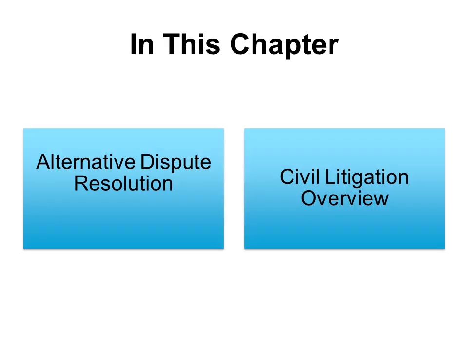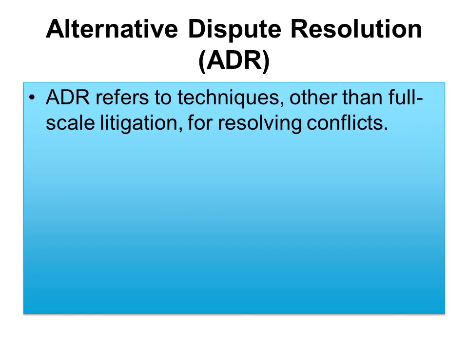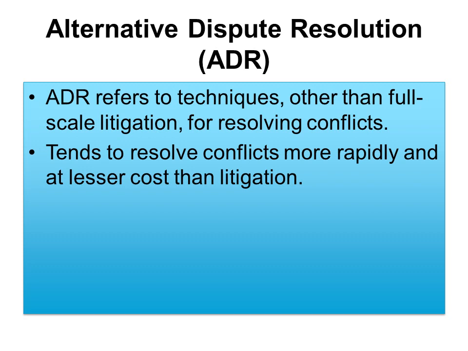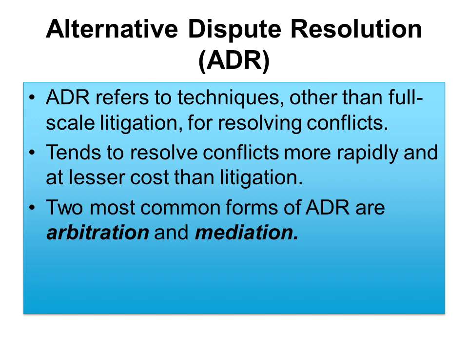Chapter 6 has two parts: alternative dispute resolution and civil litigation. Again, in this presentation we'll be covering alternative dispute resolution. Alternative dispute resolution refers to techniques other than full-scale litigation for resolving conflicts. It tends to resolve conflicts more rapidly and at a lesser cost than litigation, and there are two very common forms called arbitration and mediation.